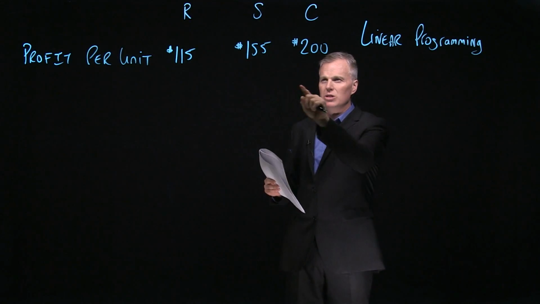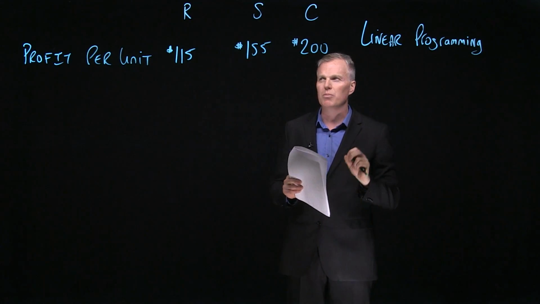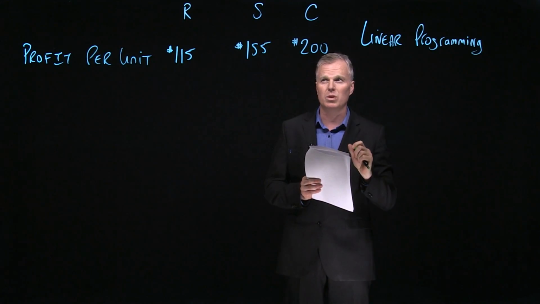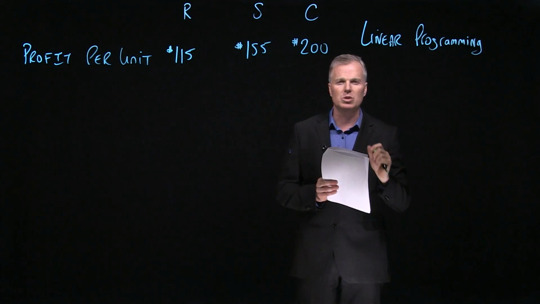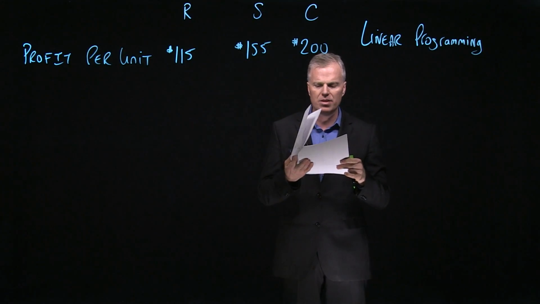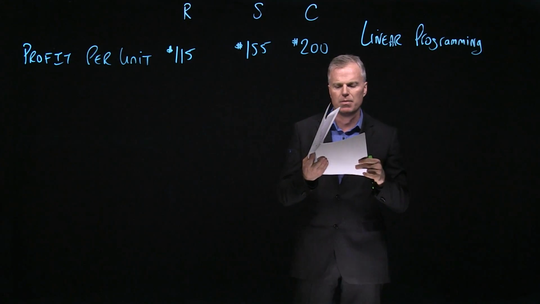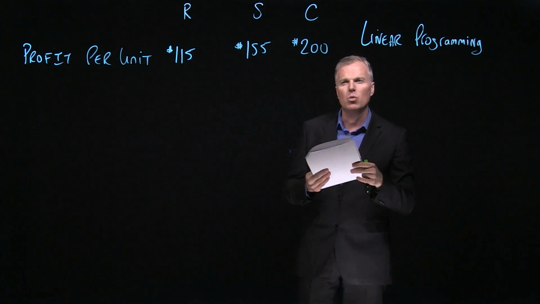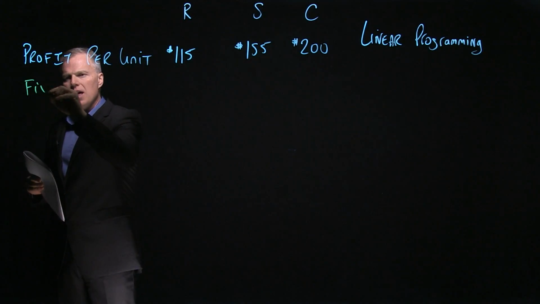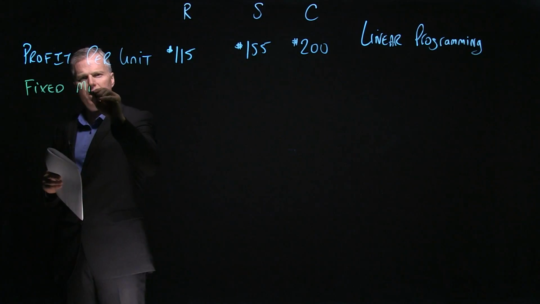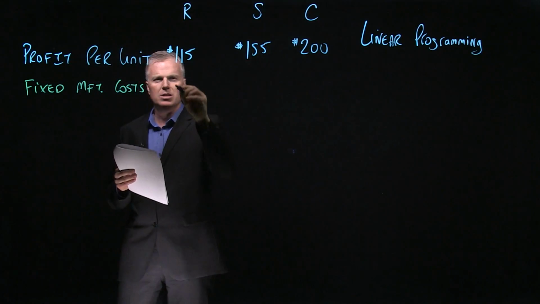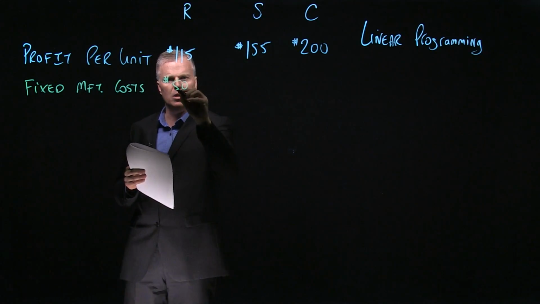You've had a chance to take a look at the question, and you will see in the question that our original schedule shows that our profit for the regular is $115. For the special, it's $155, and for collector, it's $200. Now, when you take a look at that information, what you will see is that one of the rows has fixed manufacturing costs of $50. We need to add back that fixed manufacturing cost and make it our contribution margin. So let's add back $50 for each of these.